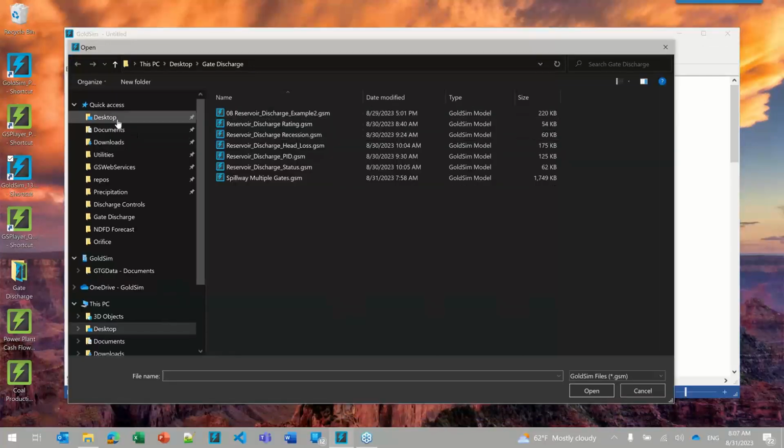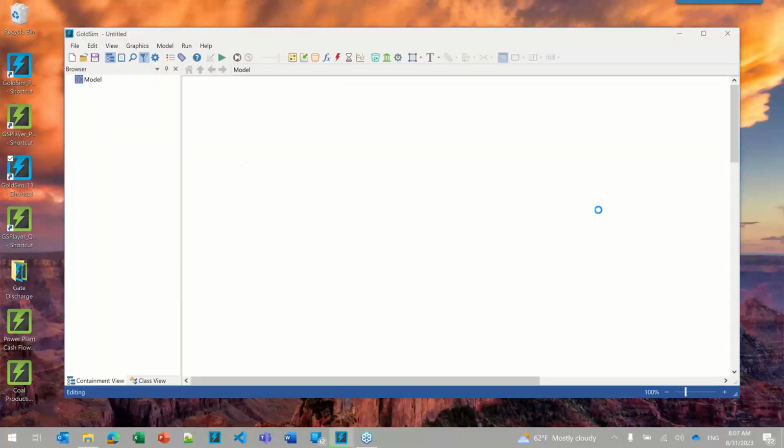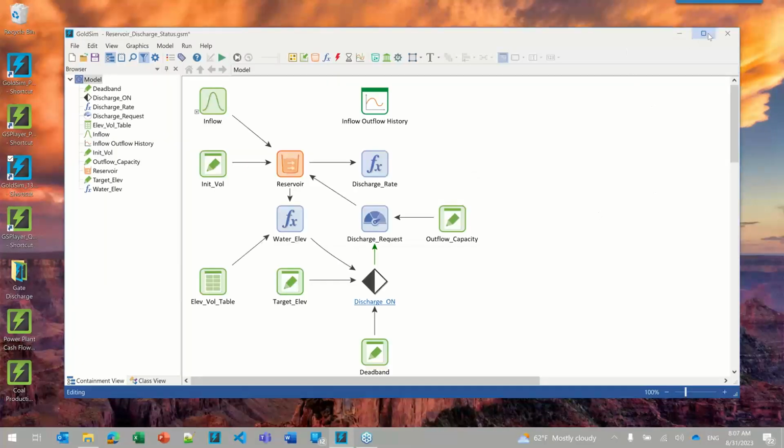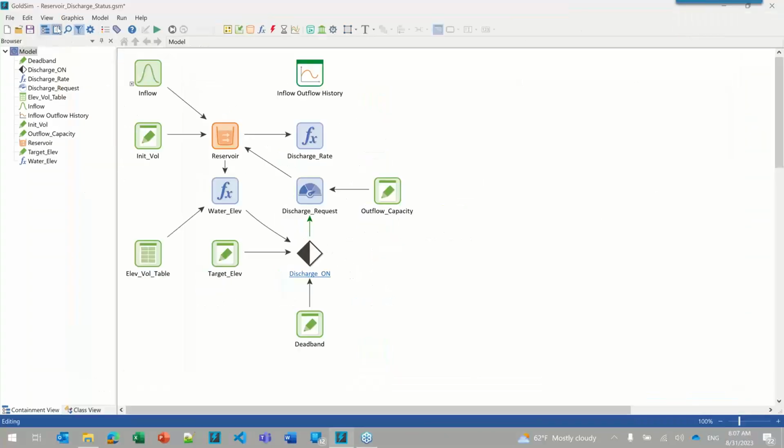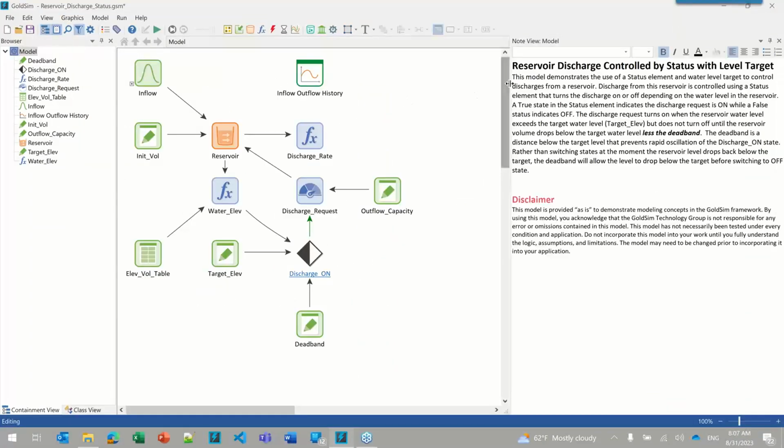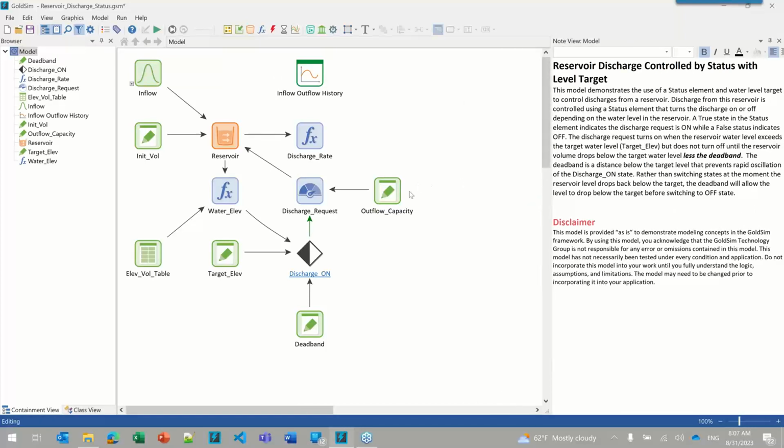Okay, so the first one I want to talk about is the reservoir discharge status. And this model is, let me just turn some things on here. Okay, so this model here, and by the way, these will all be available in our library.